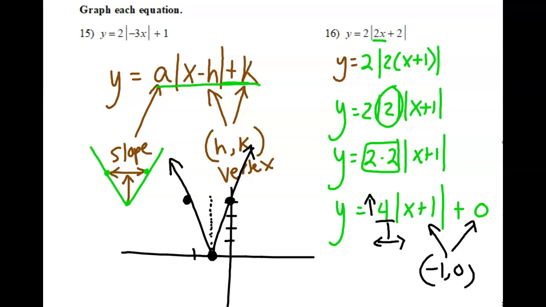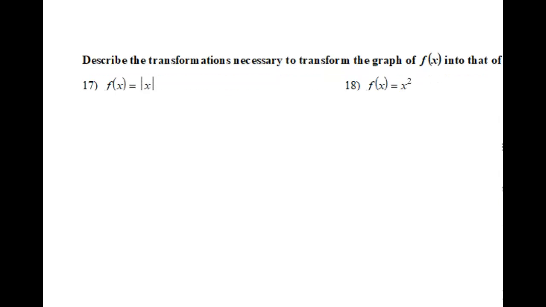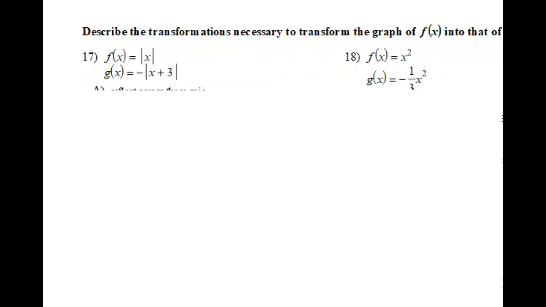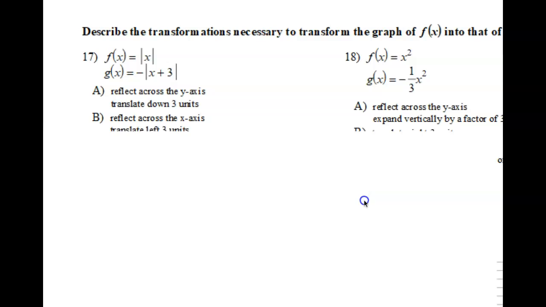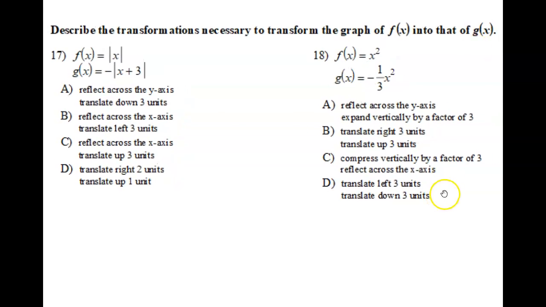All right. Continuing on, let's go ahead and take a look at 18. All right, describe the transformations necessary to transform the graph of f of x into that of g of x. So for this one, it's a multiple choice question. Slide this over a little bit so we can see the rest of it. All right. So basically what they just want to know is, if I call this my original function and I change it to this, what kind of transformations will have occurred?